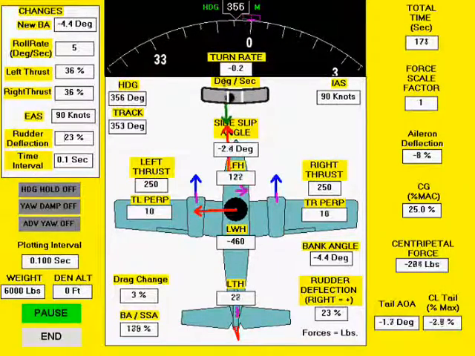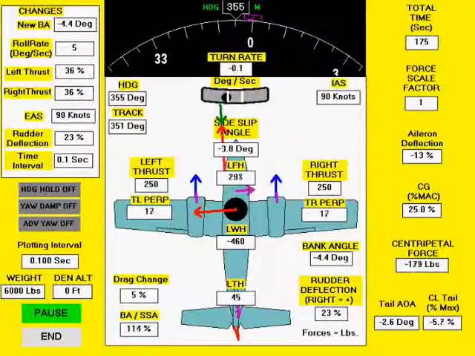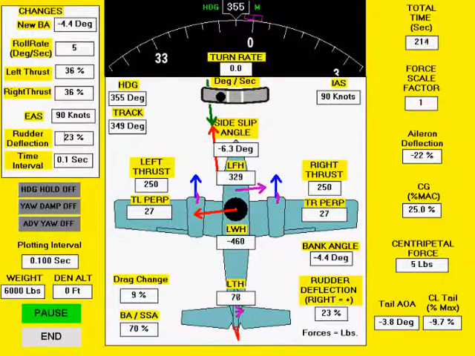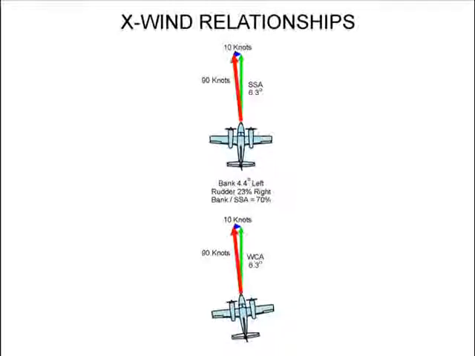Selecting a 4.4 degree bank angle and 23% rudder deflection, we see the side slip angle stabilizes at 6.3 degrees. Notice that the bank angle is 70% of the side slip angle. Also notice that the slip bank angle is also 70% of the crab wind correction angle.